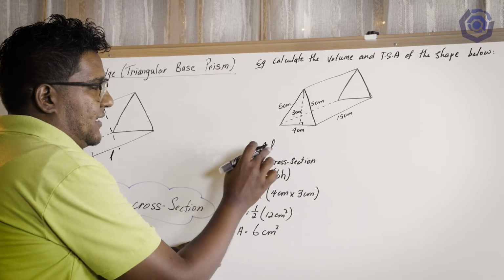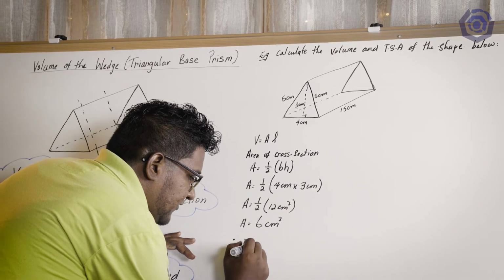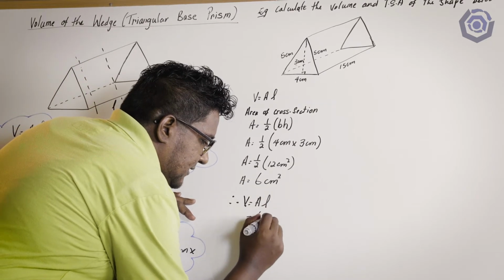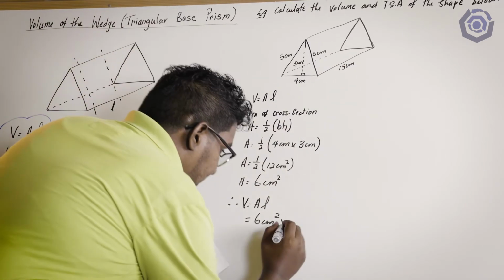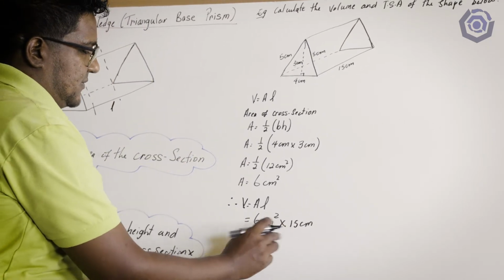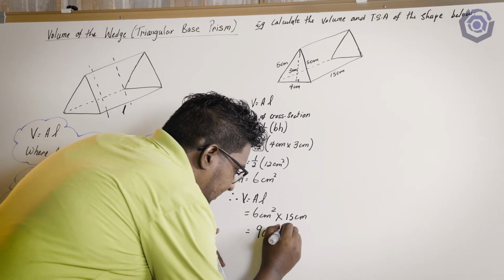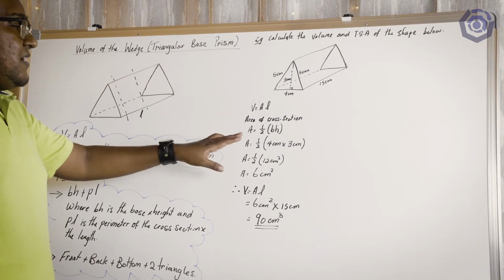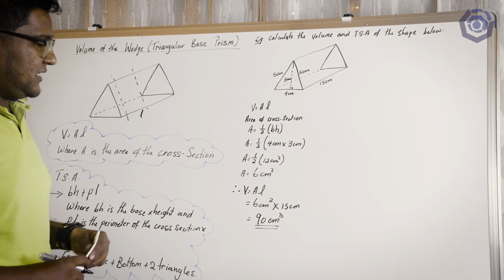So since we found what is A, let's now go and find the volume of the shape. Therefore, V is equal to A times L. We found A to be 6 cm squared multiplied by L, which is our length, and that's going to be 15 cm. 6 cm squared times 15 cm is going to give me 90 cm cubed. And this is the volume of the wedge, given that we have the base and the height. Now let's go and find the total surface area.